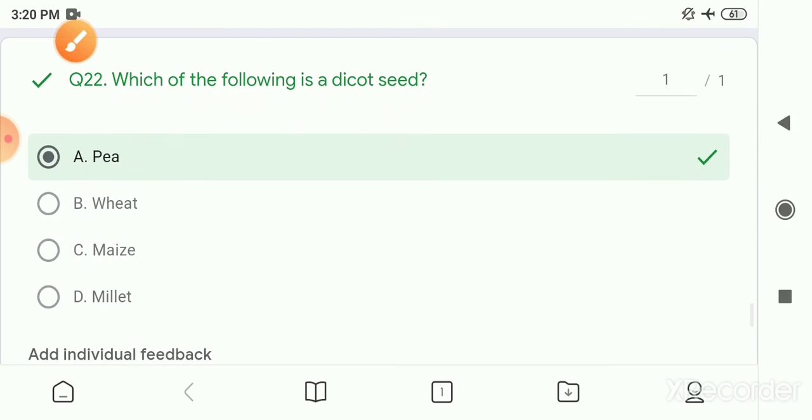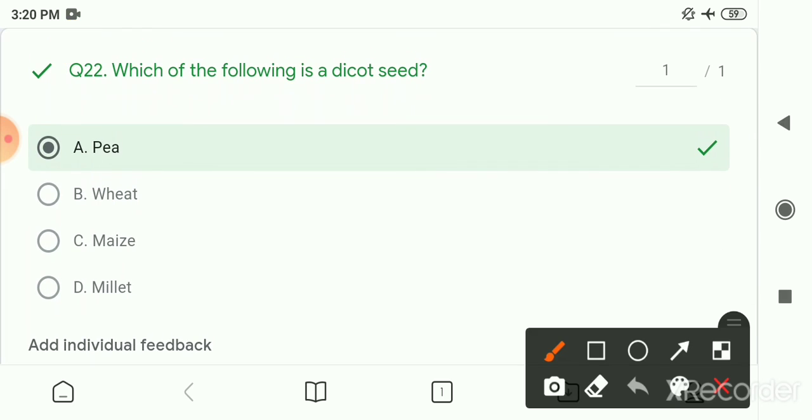Next, 22nd number, which of the following is a dicot seed? That means the seed which can break into two equal halves is known as a dicot seed. The options are pea, wheat, maize or millet. So your answer is option A, that is pea. Pea is a dicot seed. It can break into two equal halves.